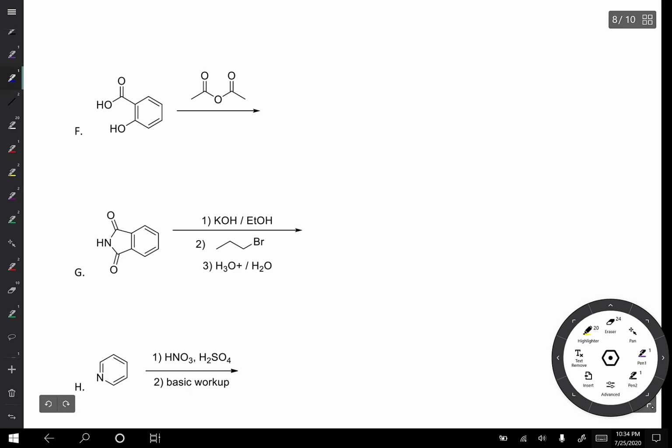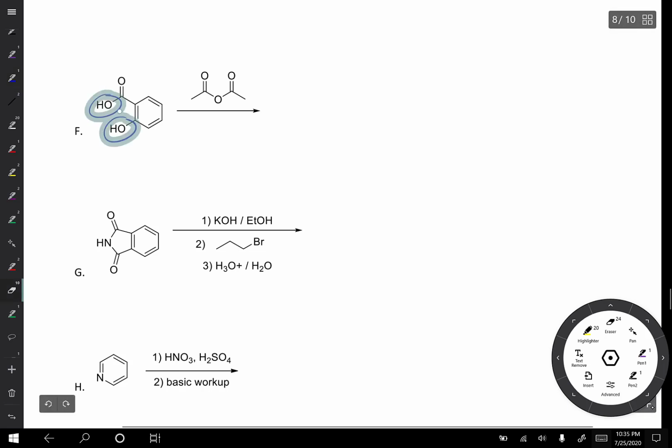This one's from chapter 21. This was something that we've seen on our exam as well. Here you're looking at an anhydride, and then you have two potential OH groups that could react with the anhydride. We know anhydrides are extremely reactive, maybe not as reactive as an acid chloride, but very reactive. We have two potential OH groups. Which one is more nucleophilic?